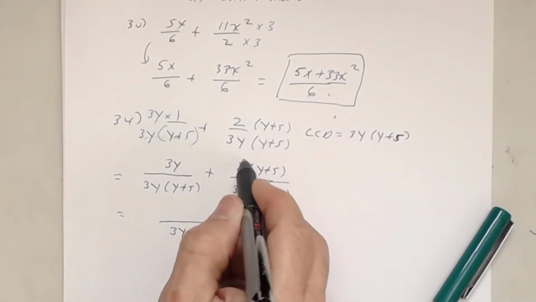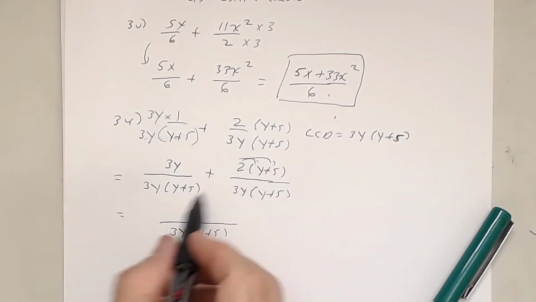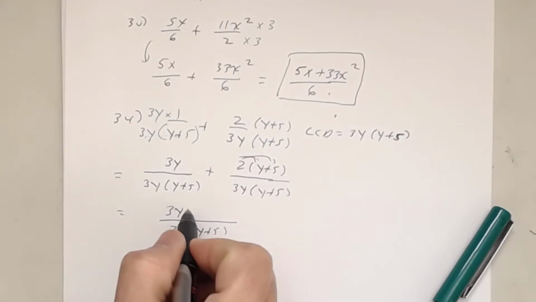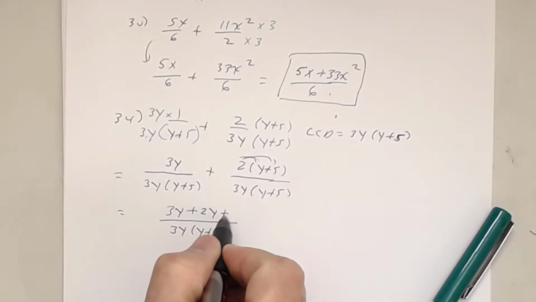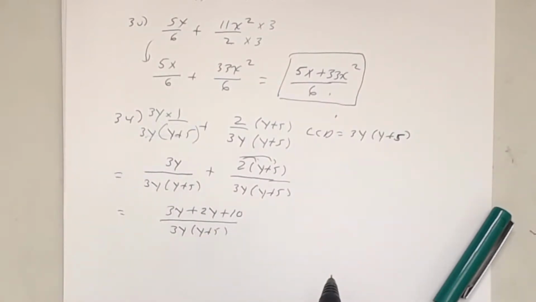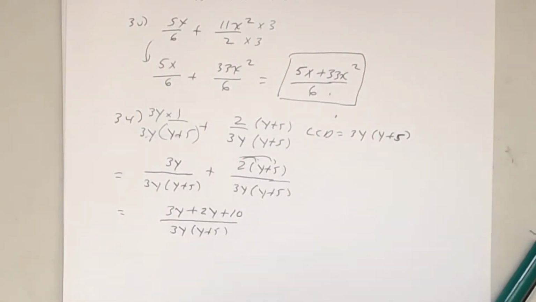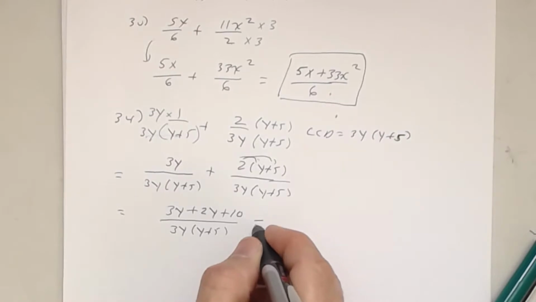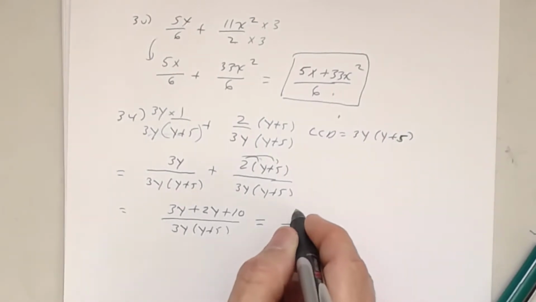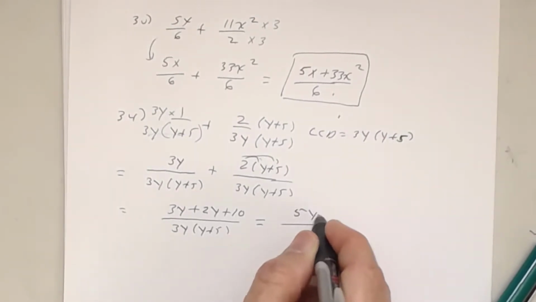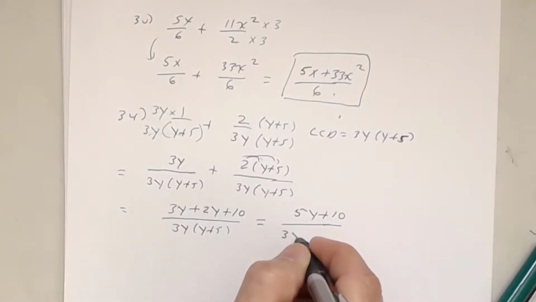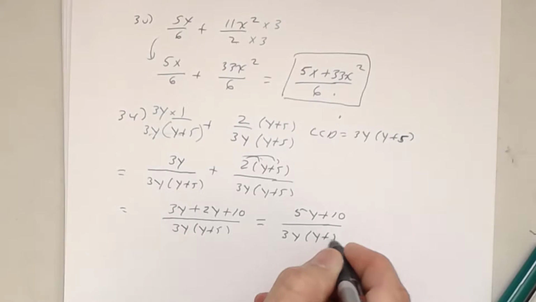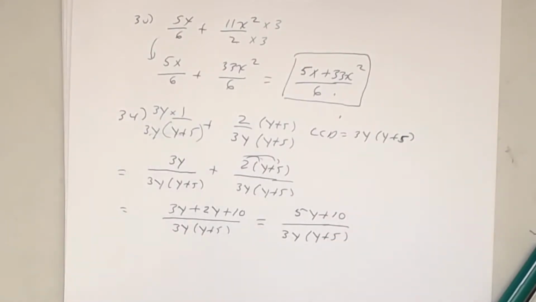All right, let's go ahead and distribute this as we go through the process. So it'll be 3y plus what? 2y plus 10. So that's where I'm at. What's the next step? So what do I get in the numerator? 5y plus 10 divided by 3y times y plus 5. Okay?